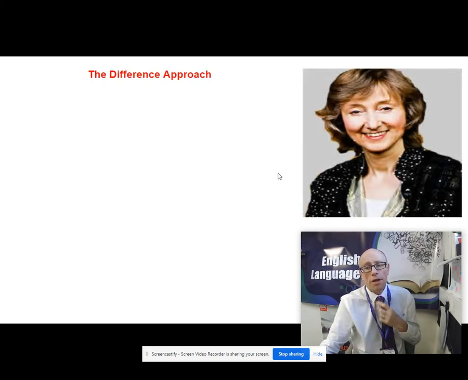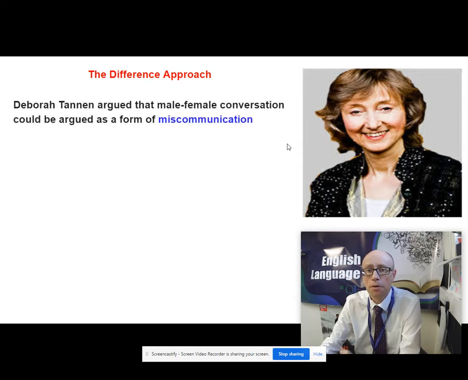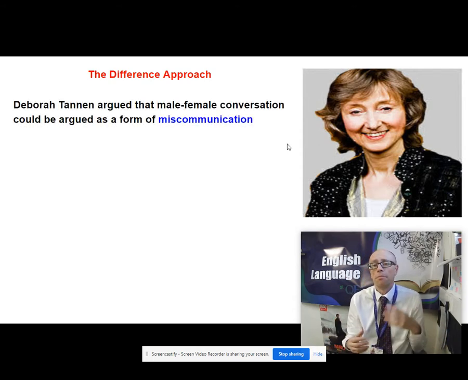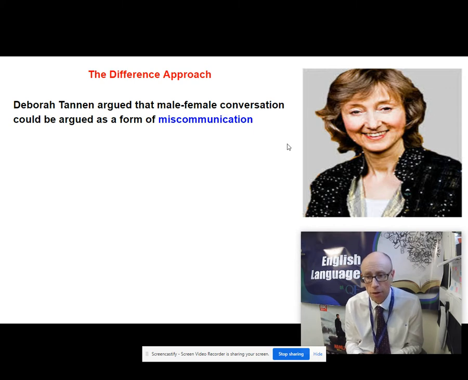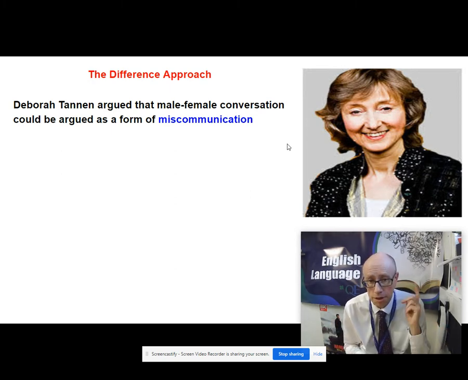Who's this? Well, this is Deborah Tannen, another American researcher, and she really kickstarts what's called the difference approach. And basically, Deborah Tannen argues that male-female conversation is not about power necessarily, it's not about males dominating the conversations or women using weak language. It's just that there is a cultural difference between males and females. Males grow up playing as children together and females playing together. Their expectations through society are different. They grow up with different discourses. That's what Deborah Tannen is arguing.